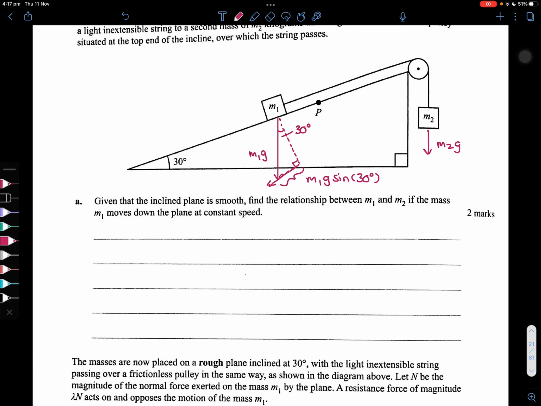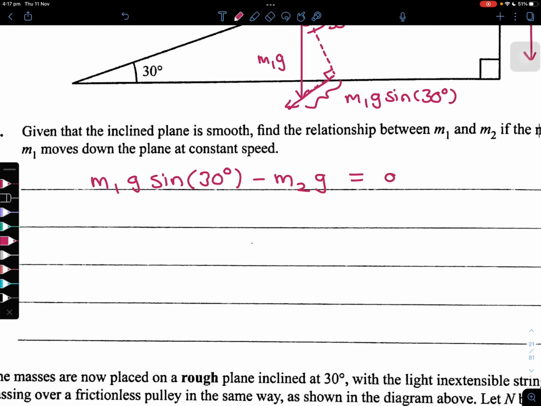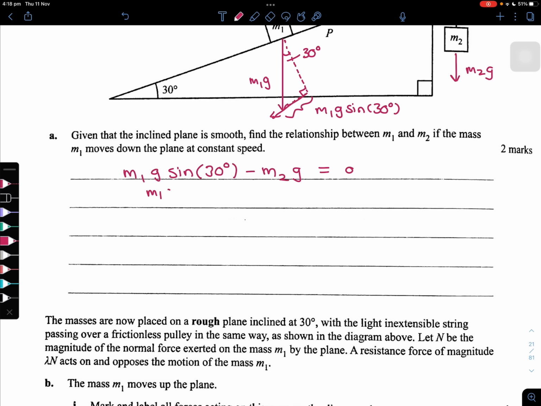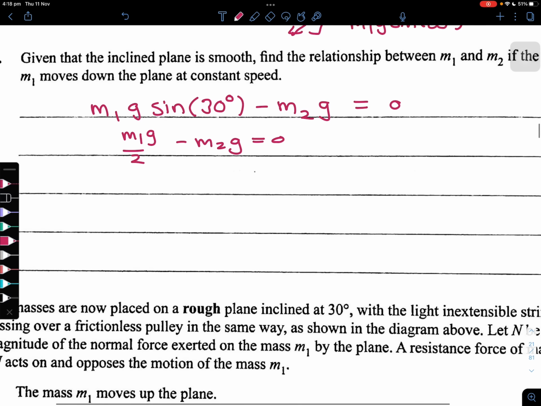All right, now this component is going in that direction, so we have to go m1g sine theta, or sine 30 degrees, take away m2g is equal to mass times acceleration. It's going down at a constant speed, so the acceleration is 0. Okay, wait. We also do have tensions here, but the tensions do cancel each other out, so that should be fine. Now, here we have m1g sine of 30 degrees is a half, so we get that. Take m2g is equal to 0.